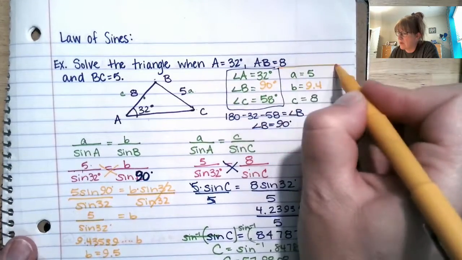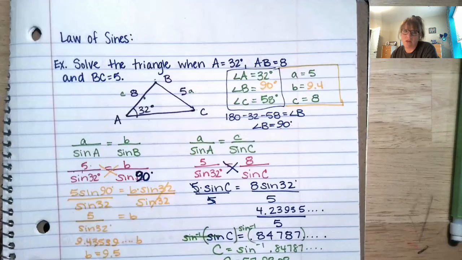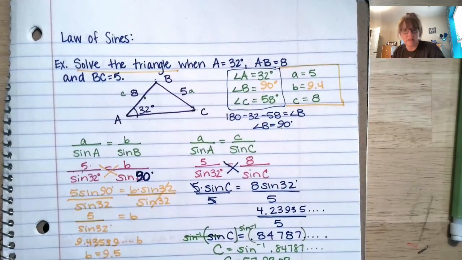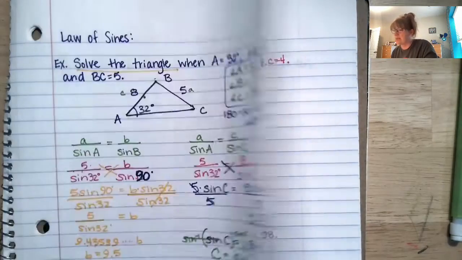So now we have all of the pieces of the triangle. When it says solve the triangle, that means all 6 pieces need to be found. Usually 3 of those are given to us. Let's see if we have another one. That's it for law of sines.